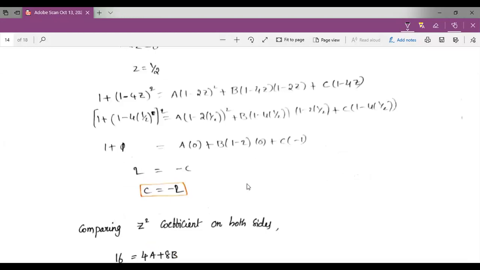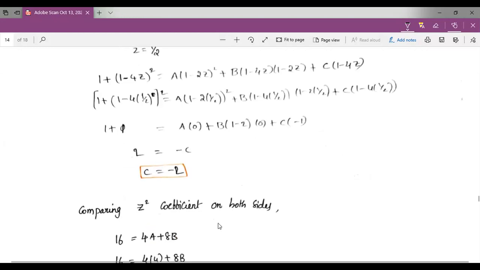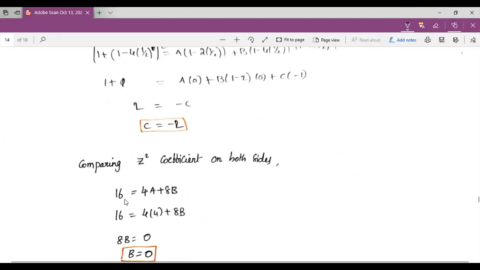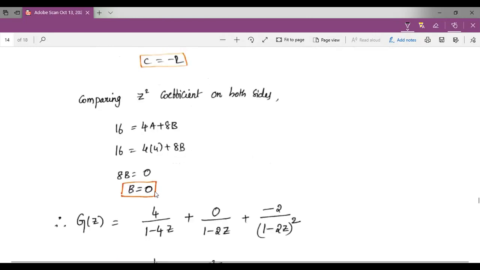So next, for finding the b value, we compare z square coefficients on both sides in this equation. So we simplify this equation. The z square coefficient from the left side is 16 and the right side is 4a plus 8b. We know the value of a, so we substitute here. So 4 into 4 plus 8b. So 16 minus 16, 8b is equal to 0. So from that, b is equal to 0.